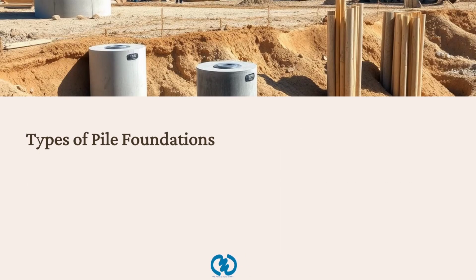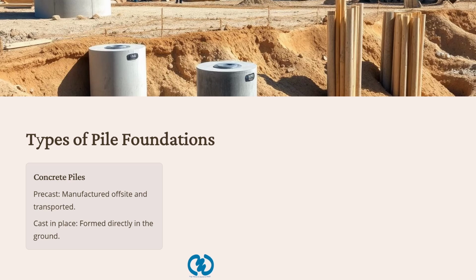There are various types of pile foundations, and we can classify them based on material and how they transfer loads. Concrete piles are among the most common materials. These can either be precast, which means they are manufactured off-site and transported to the construction site, or cast in place, where the pile is formed directly in the ground. Concrete piles are known for their versatility and durability, making them suitable for various projects.